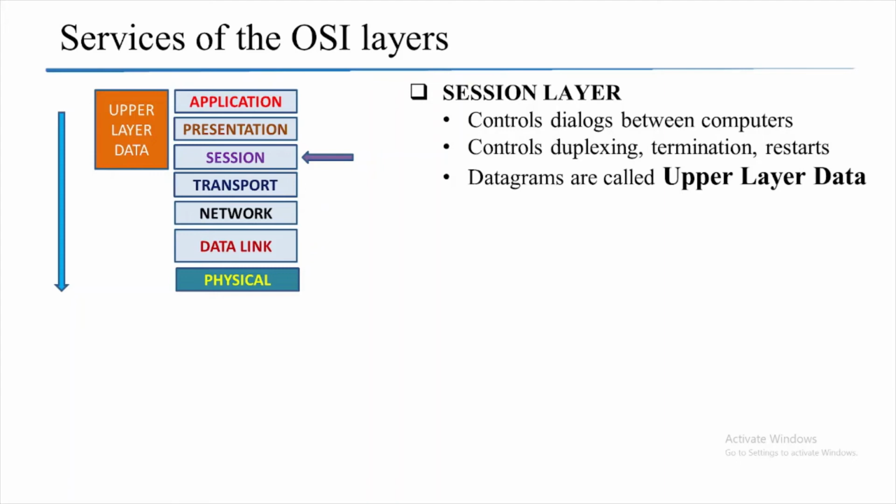And the datagrams in the session layer are still called upper layer data. So you can see that the datagrams in the application layer, presentation layer, and session layer are called upper layer data. There is no specific name for them, right?